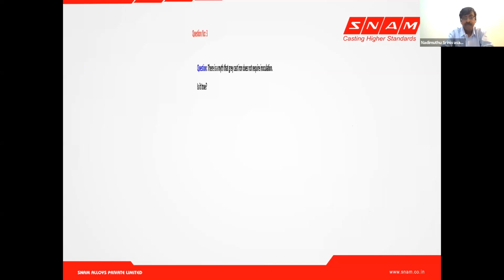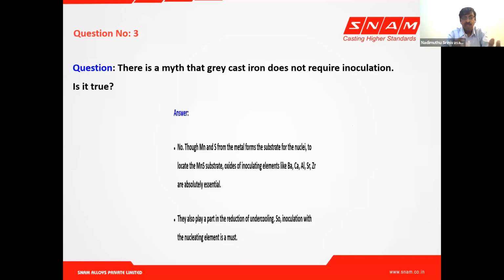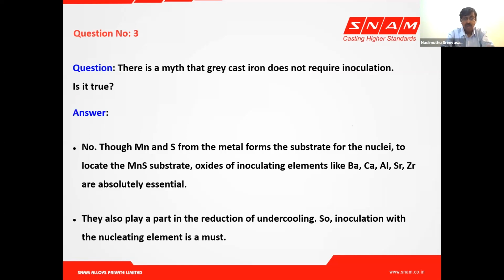There is a myth that gray cast iron does not require inoculation. Is it true? Because some people have been saying that. No, because the manganese and sulfur from your base metal form the substrate for the nuclei. But for this manganese sulfide substrate to sit, it has to sit on a barium oxysulfide or a calcium oxysulfide or an aluminum oxide or strontium compound. Above that MnS is where your graphite locates and expands. So you cannot just feel that without any inoculation, you can produce gray cast iron. That is not true.